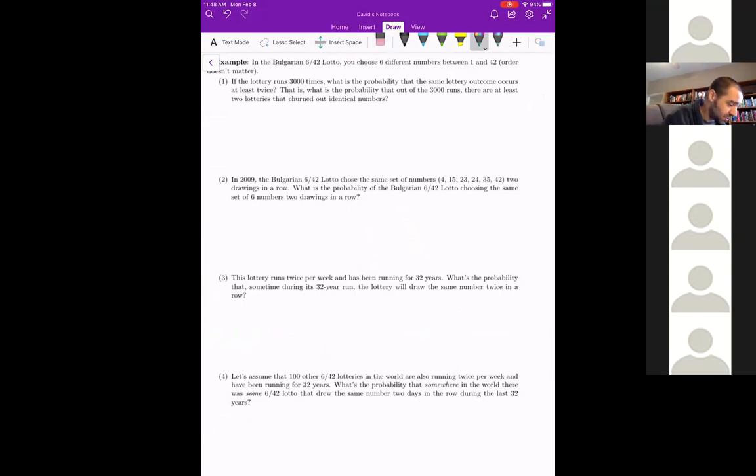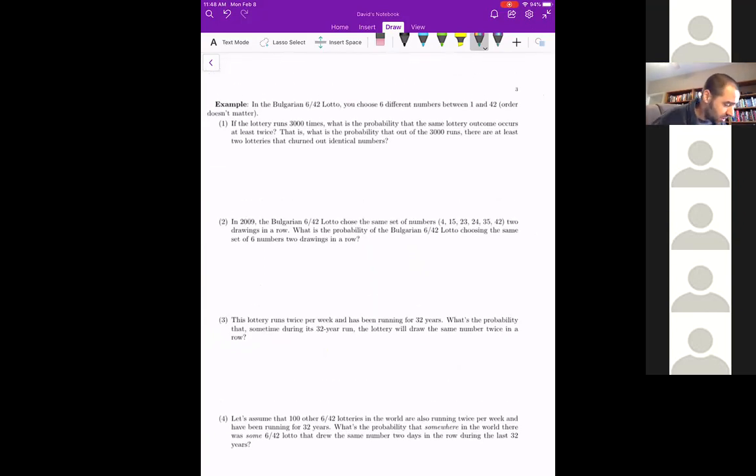Okay, so let's start with this. The Bulgarian 6/42 lotto. It's just a standard lottery. There's nothing special about it. There's no Powerball number at the end, but you choose 6 different numbers between 1 and 42, right? That's what the 6 and the 42 are telling you. Order doesn't make a difference. And of course, you're trying to guess the numbers that come out.